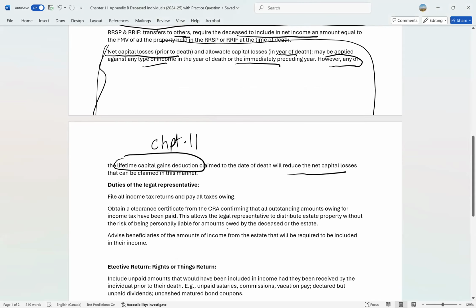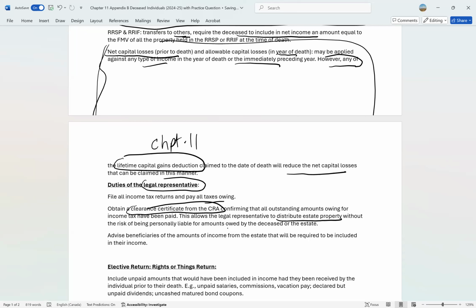Obviously, when somebody passes away, they cannot file their own tax return. So usually the legal representative, maybe the executor of the estate, is going to have to file all the tax returns and pay all the taxes. Then the legal representative will have to get a clearance certificate from the CRA, making sure that all the taxes have been paid and the CRA is happy. This clearance certificate gives the executor or the legal representative the ability to distribute all the estate property.